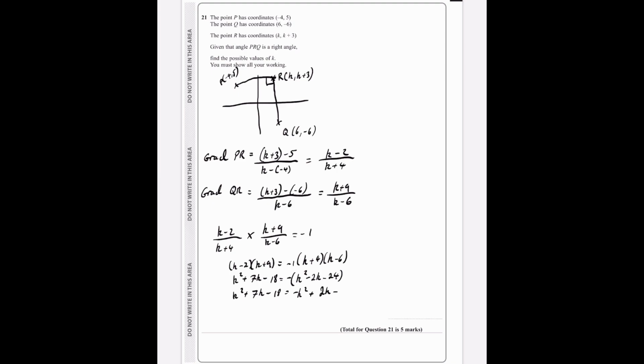And then we've got a quadratic, we need it to be equal to 0, so I'm going to bring everything onto the left hand side to keep the coefficient of k squared positive. So 2k squared plus 5k minus 42 equals 0 is our quadratic. That one factorizes quite nicely. If you use a formula, then of course that's absolutely fine. But (2k minus 7)(k plus 6) equals 0, so k is equal to 7 over 2, or is equal to -6.